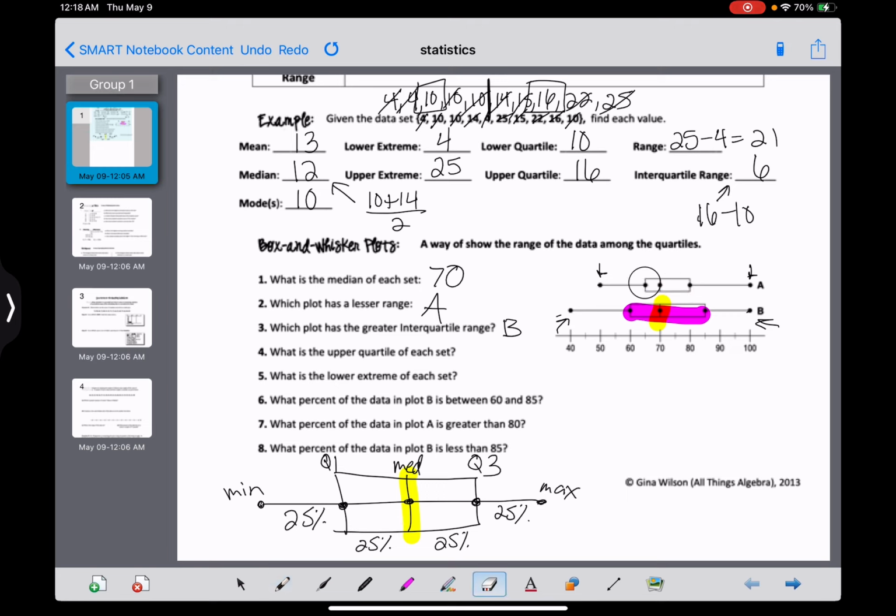To find the upper quartile of each set, you want to look at that spot right here, that upper end of that box. So for part A, I can see that that falls at 80. And for B, it's falling at 85.